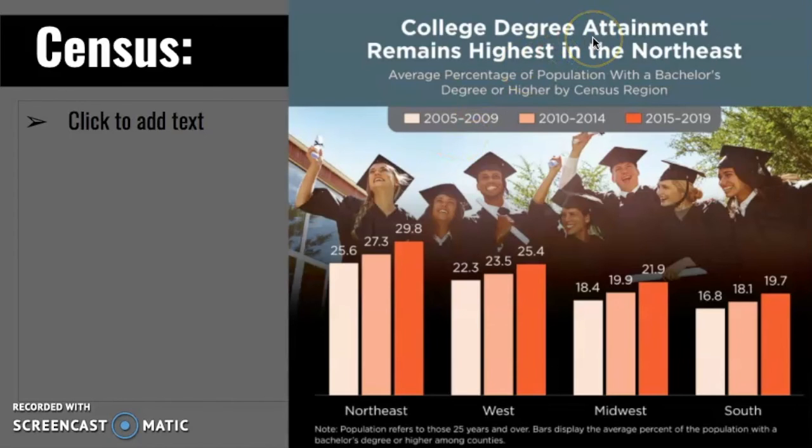College degree attainment, something we also addressed early on in the PowerPoint, remains the highest in the Northeast. So that's where we live. That's awesome. And you can see how in each location it's actually grown. I was actually shocked by this because I thought everything would go down.